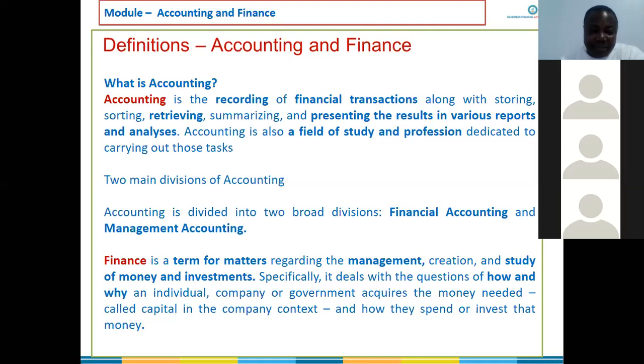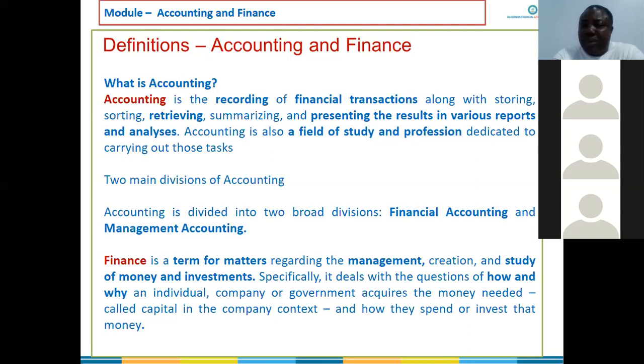Then another is finance. Accounting and finance are not the same, though they move together. Finance is a term for matters regarding the management, creation, and study of money and investments. Specifically, it deals with the question of how and why an individual, company, or government acquires the money needed, called capital in the company context, and how they spend or invest that money. So in actual fact, finance deals with investment, planning, management, and things like that, whilst accounting is about reporting and keeping the records. That is the difference between the two.